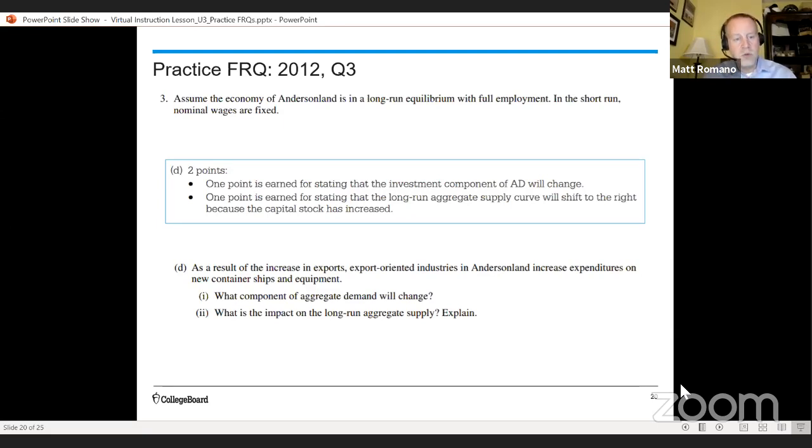And then for part two of D, what's the impact on long-run aggregate supply? Explain. Now we've got to make a connection between a change in investment spending and long-run aggregate supply, economic growth. So your correct answer, 1 point earned for stating LRAS will shift to the right because, there's that word again, because capital stock has increased. Capital formation has increased. Capital accumulation has occurred. There's a development of new capital stock. Any of those things are going to apply, because industries are spending money on new capital, and that's going to increase productivity, shifting LRAS out to the right.